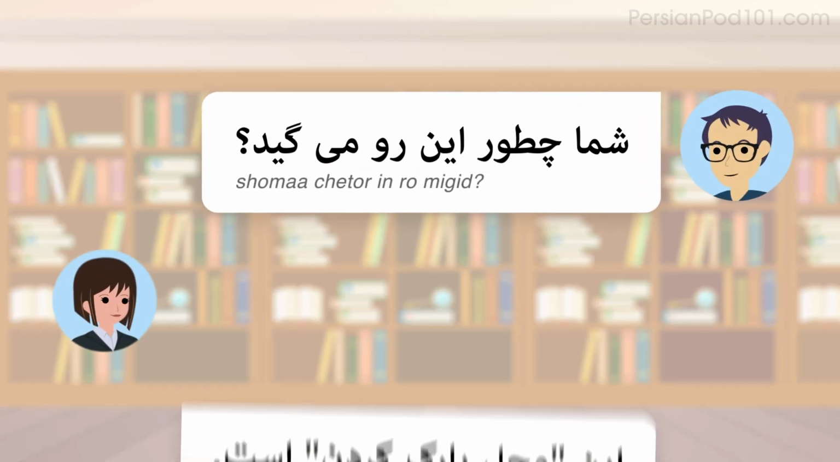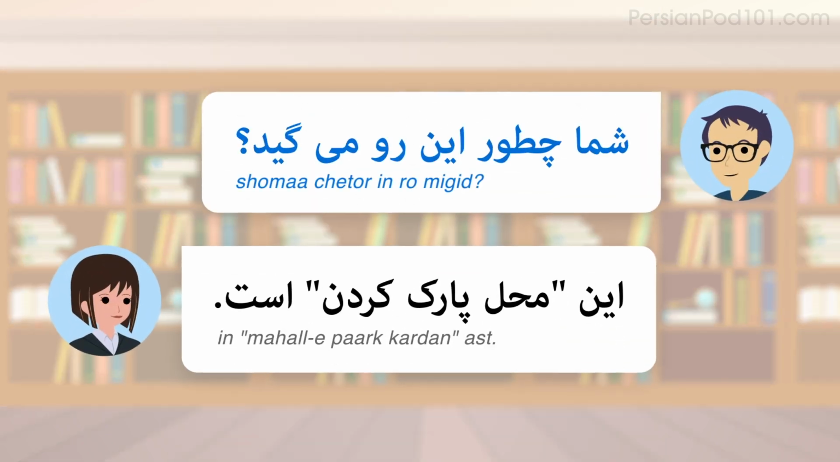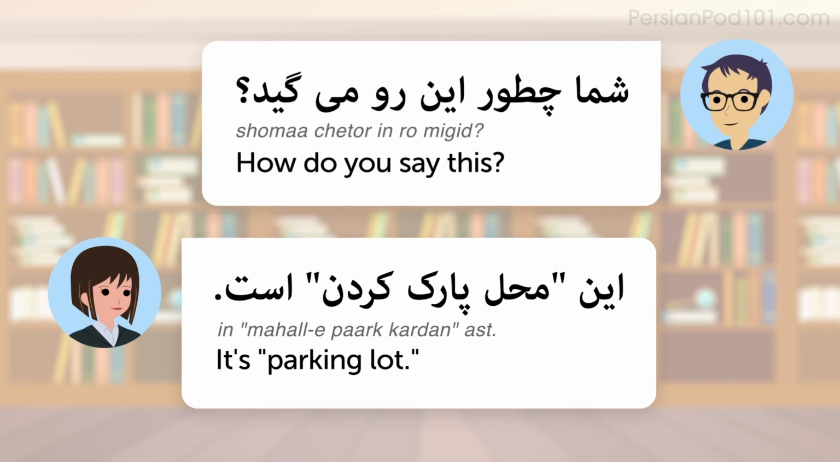Listen to the dialogue. شما چطور این رو میگید؟ این محل پارک کردن است. Once more with the English translation. شما چطور این رو میگید؟ How do you say this? این محل پارک کردن است. It's parking lot.